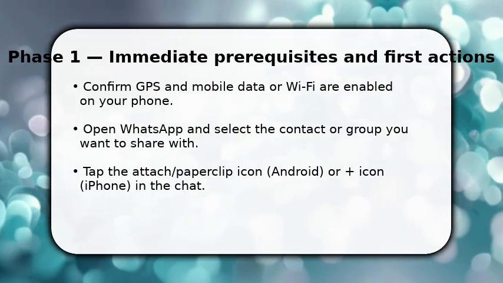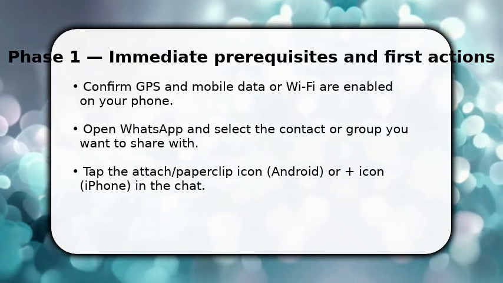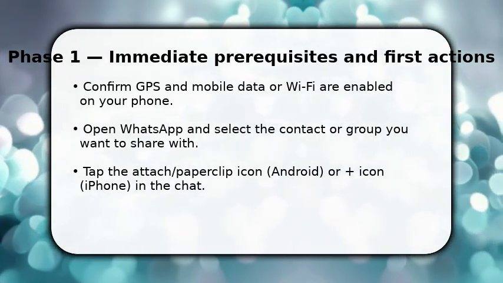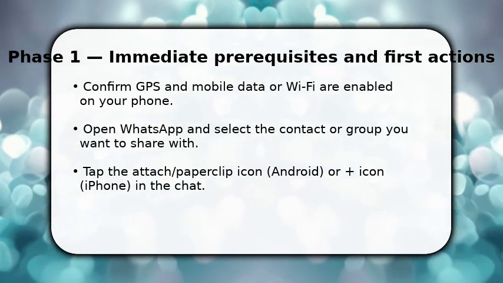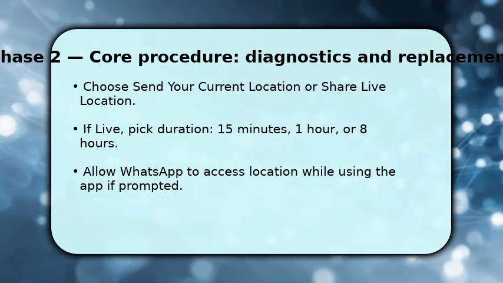This opens the media menu. Once done, select location from the options. This step begins the sharing flow, and it matters because WhatsApp needs both app permission and real-time location data to work reliably. You'll now decide between sending a static pin or sharing live location.